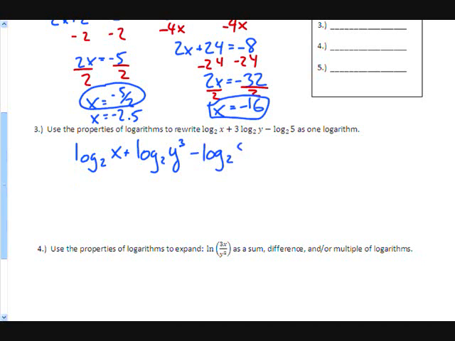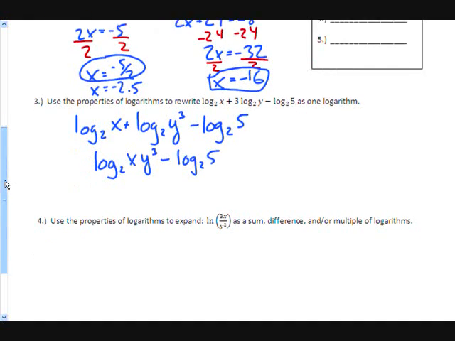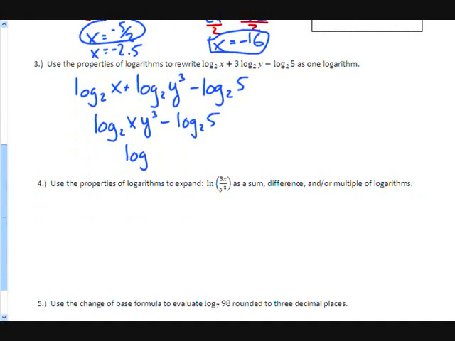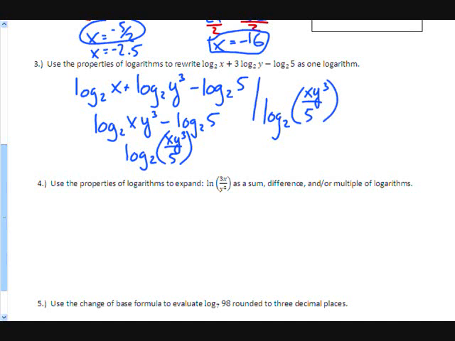The next thing I'm going to do is I've got addition of 2 separate logarithms, which I can rewrite as one logarithm of the 2 things being multiplied. So I can rewrite this as one logarithm of x times y to the third. Okay? Minus log base 2 of 5. And now I have 2 logarithms being subtracted, which I can rewrite as one logarithm of the 2 things being divided. So I'm going to do x y to the third over 5. And that's it. That's my answer. Log base 2. Let me rewrite it over here so you can see it clearly. xy to the third divided by 5. Okay, that's my final answer. It's rewritten all as one logarithm. Okay, so I've condensed it.